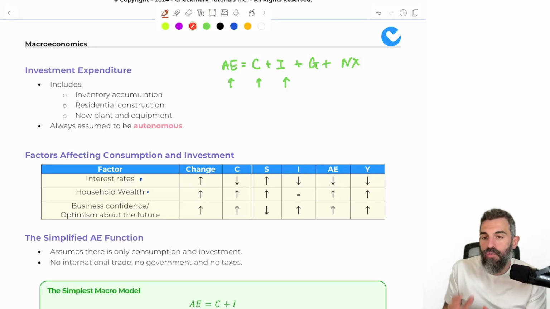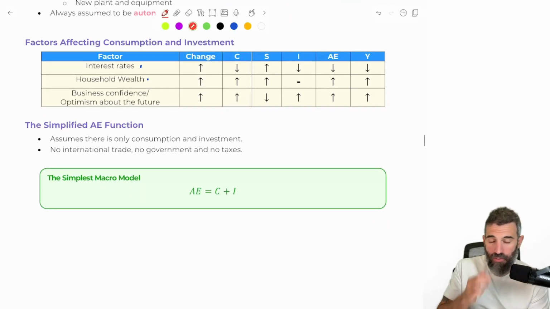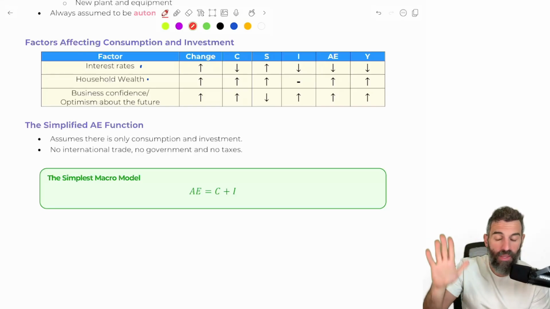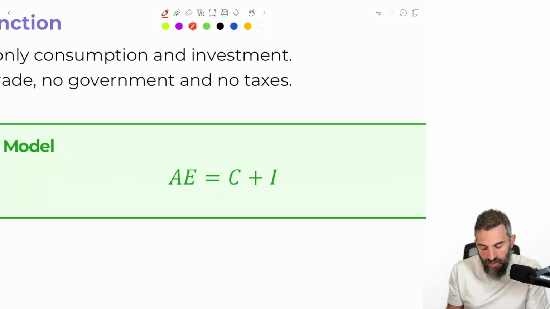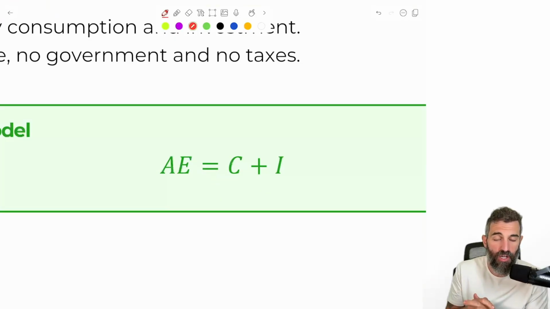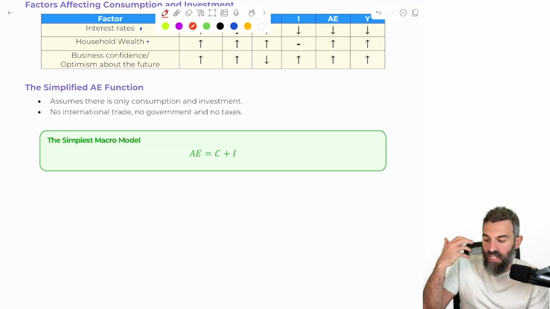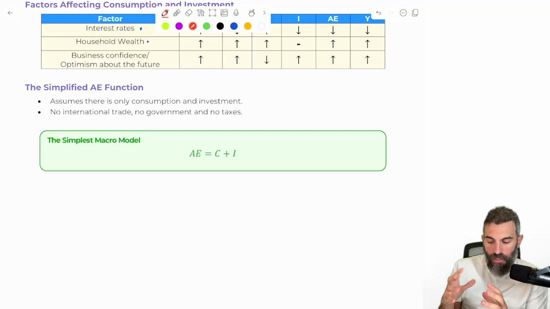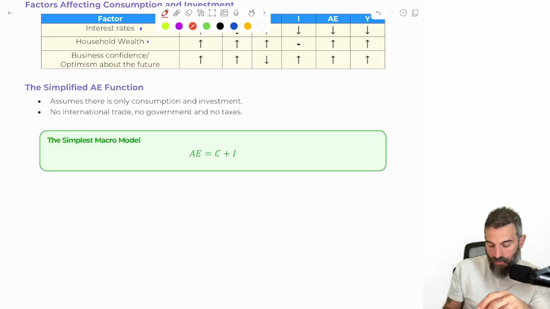In this chapter, we're going to simplify it. So we have what's called the simplified aggregate expenditure function, where we eliminate government. So we assume there is no government, there are no taxes, and there are no imports or exports. It's a closed economy with no government. So we basically reduce the aggregate expenditure to just the two things that we're talking about here, consumption and investment. We do this because it helps you get a handle on the concept of what we're going to talk about next, which is the equilibrium. And then we could bring back the government and just add it in.